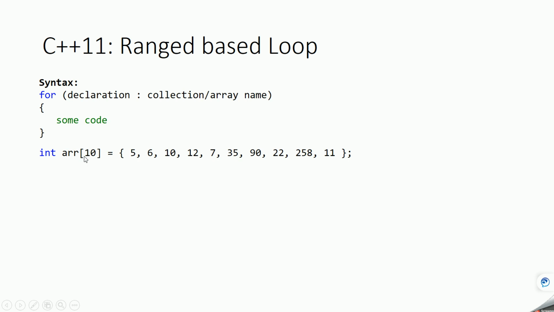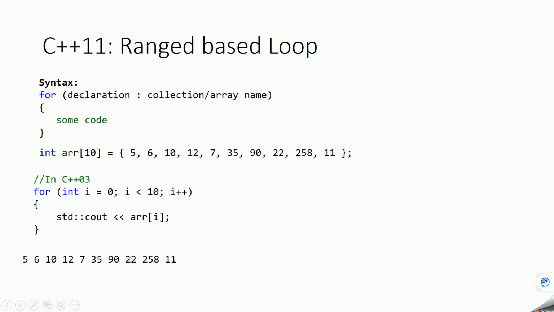In this case, this is an array of 10 elements, and suppose you want to display the content of this array. In C++03 you can write code like this. It will iterate from 0 to 9 and print the content of this array. So it will display the output like this in C++03.